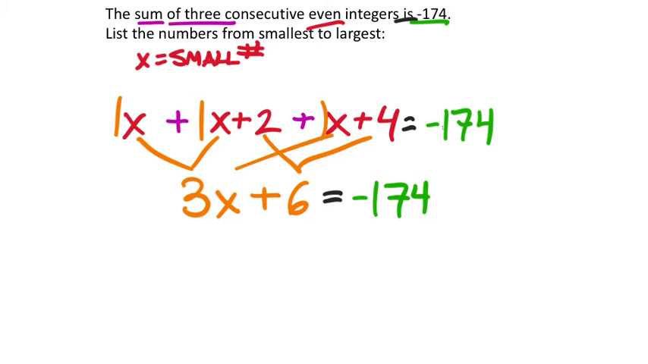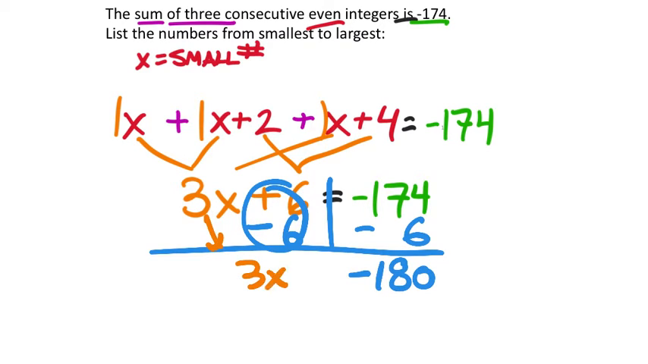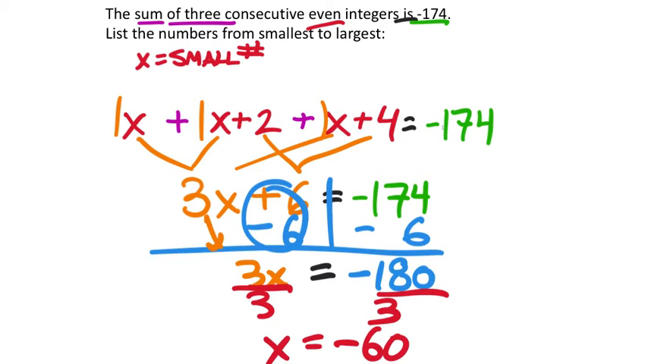Now, principles of equality means I need to subtract 6 from both sides. And yes, that is a negative, so we got to be careful on that too. Negative 174 minus 6 will be negative 180. I zeroed out my plus 6 there, but I will drop my 3x. So now, 3x equals negative 180. Just divide both sides by the coefficient 3, and we're done. X equals negative 60, okay?